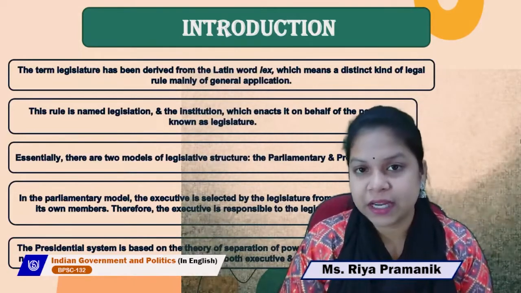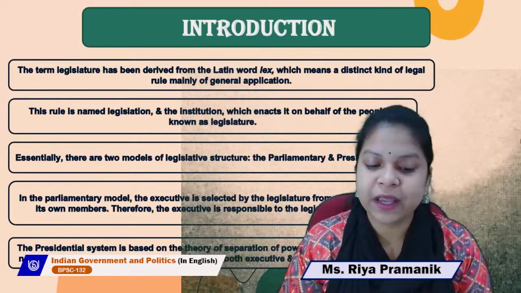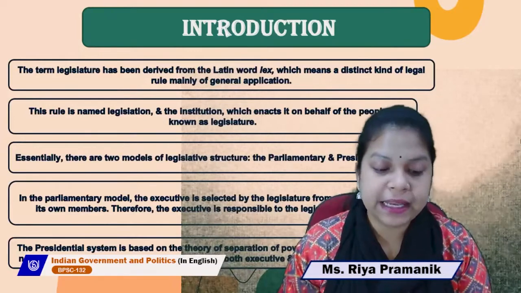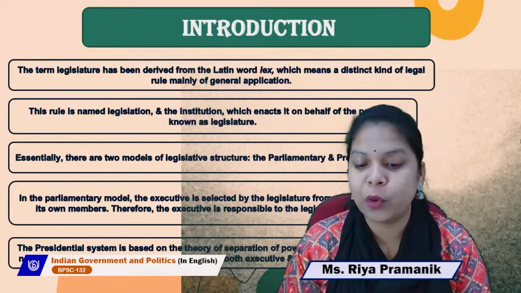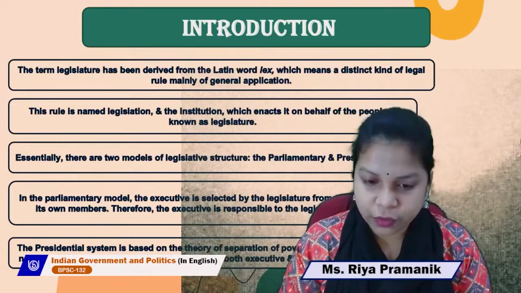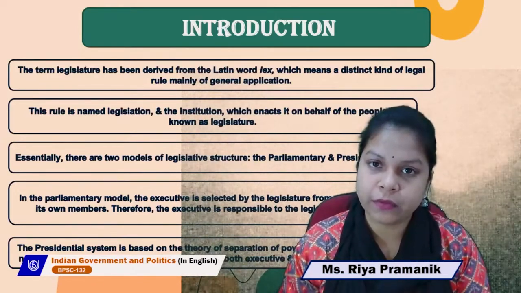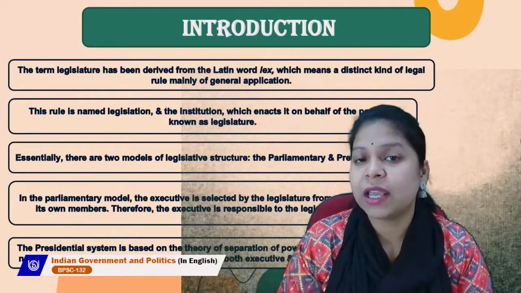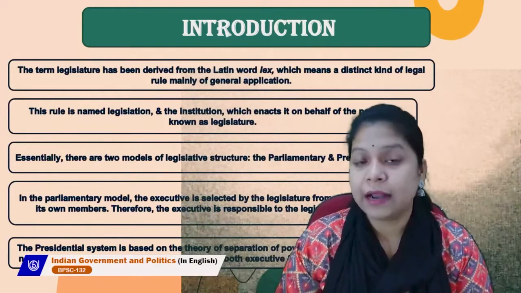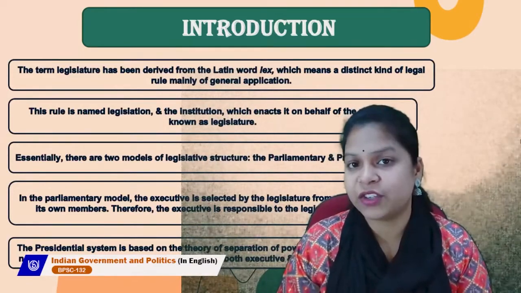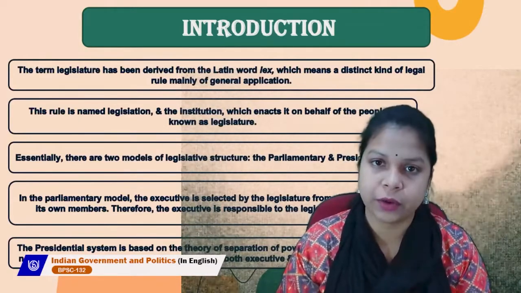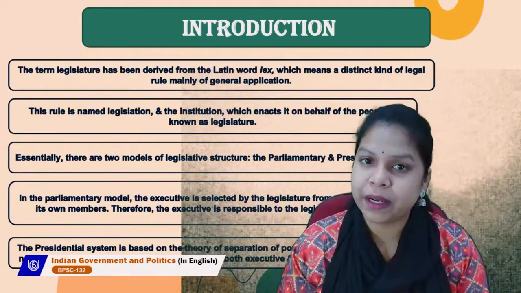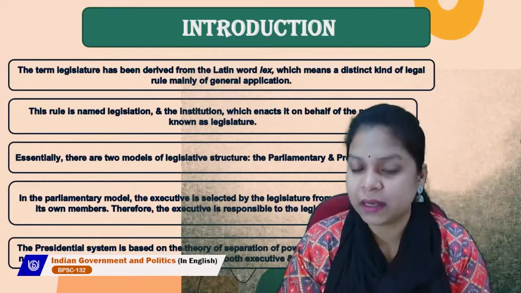Now let's talk about the presidential system. The presidential system is based on the theory of separation of powers and does not permit any person to serve simultaneously in both executive and legislature. So this is one of the most important features of presidential form of government, where if a person is a member of the executive, he or she cannot become a member of the legislature, and if a person is part of the legislature, he or she cannot become part of the executive. So there is separation of powers. They work differently, they work separately. There is no connection between executive and the legislature.